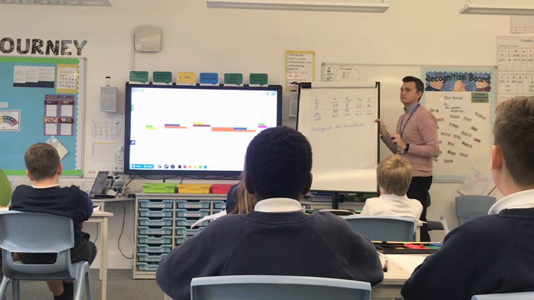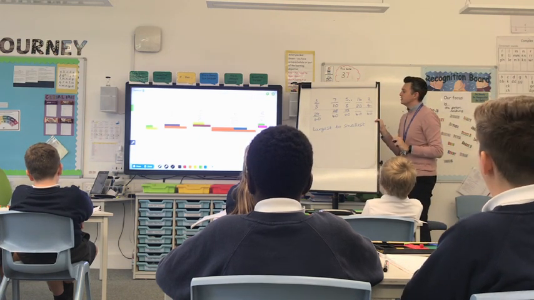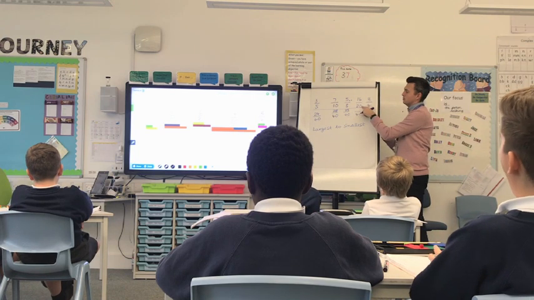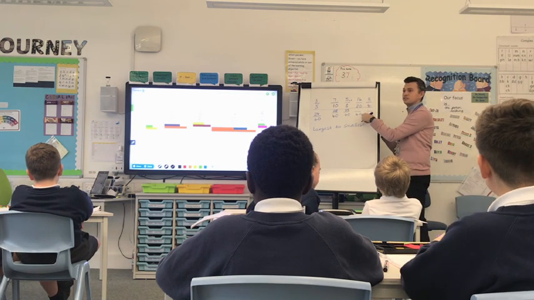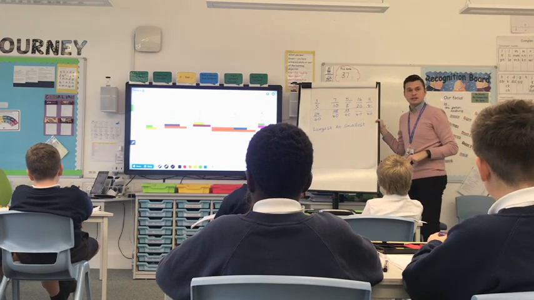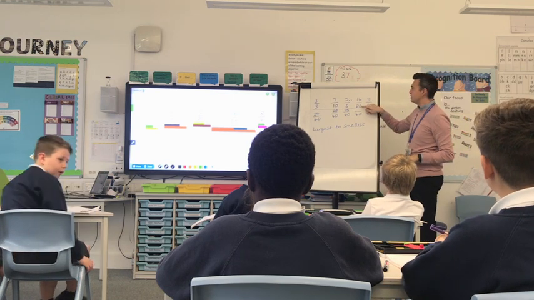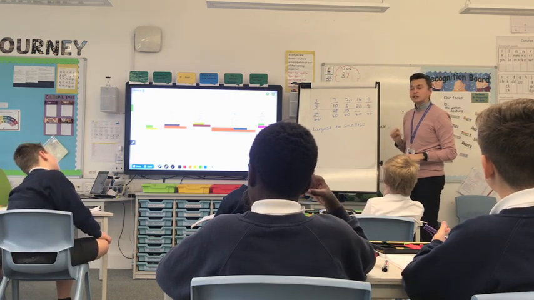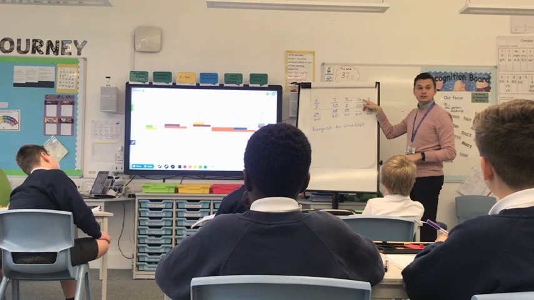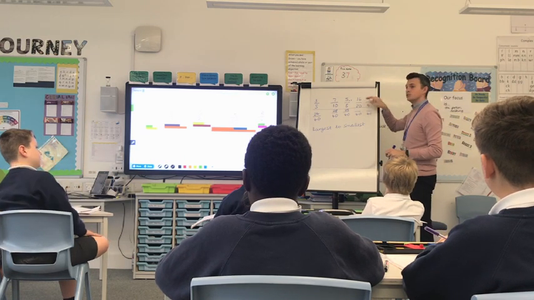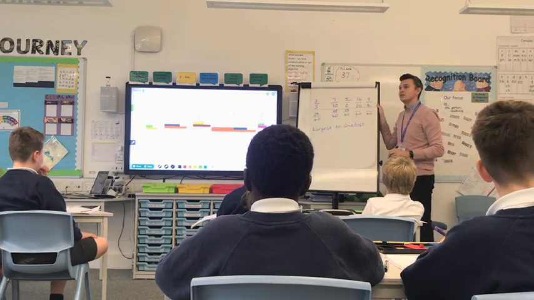Next one. 16 over 20. So what did I have to do to get my denominator from 20 to 40? Hayden, how did I get my denominator from 20 to 40? Times it by 2. So what do I need to do to the numerator? Times it by 2. So what is 16 times 2, Livia?